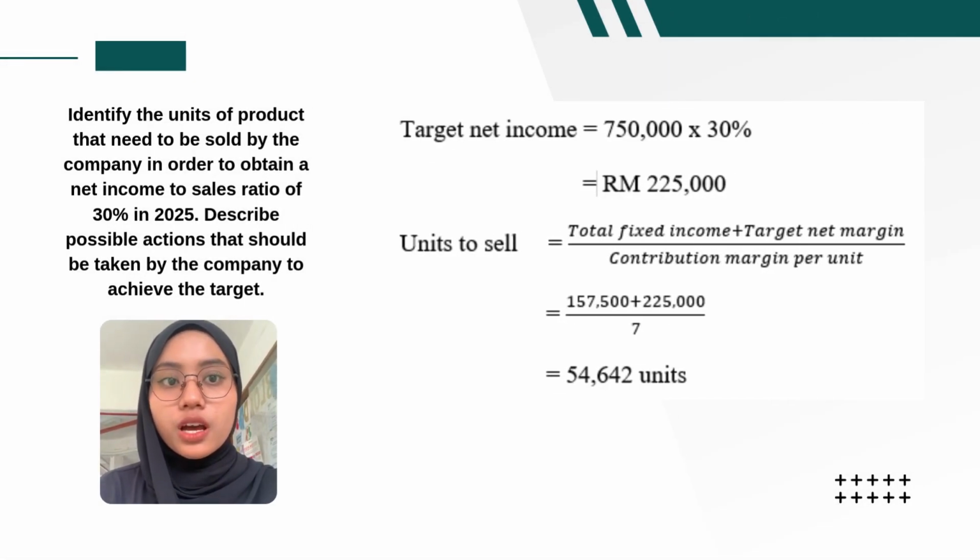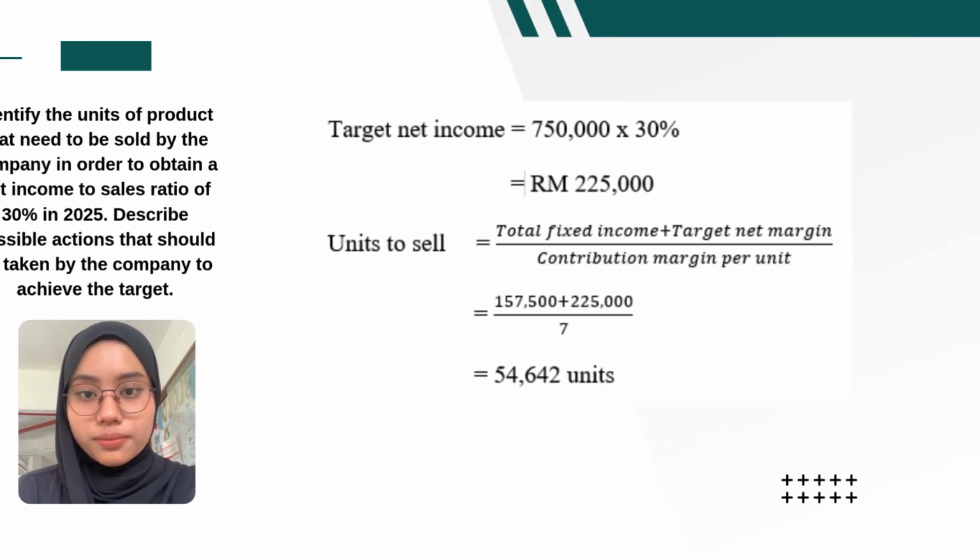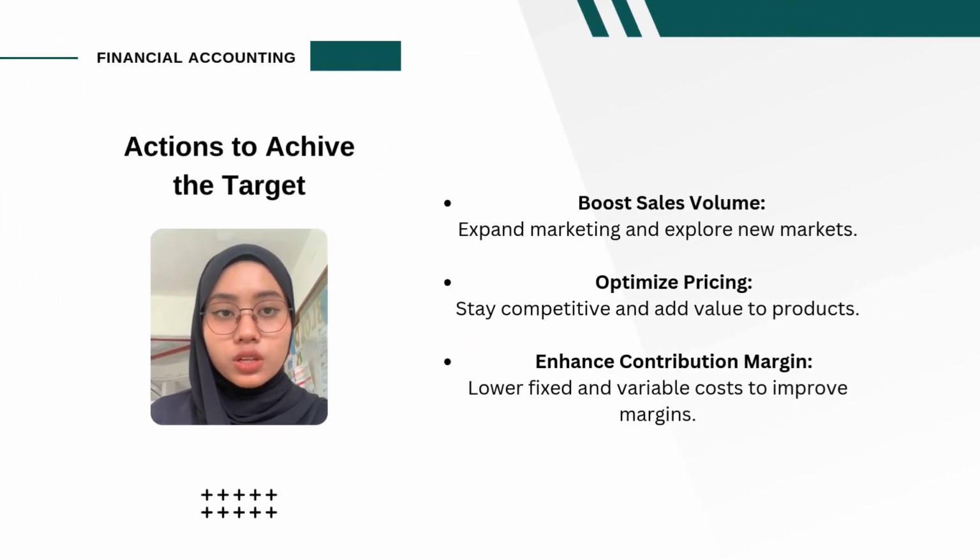I will briefly explain how we can achieve a net income to sales ratio of 30% in 2025. To achieve this target, we calculate the required sales volume. The target net income is 225,000, and the formula is fixed cost plus target net income divided by contribution margin per unit. The result is that we need to sell 54,642 units at a contribution margin of 7 ringgit per unit. To meet this goal, the company should boost sales volume, optimize pricing, and enhance contribution margin.